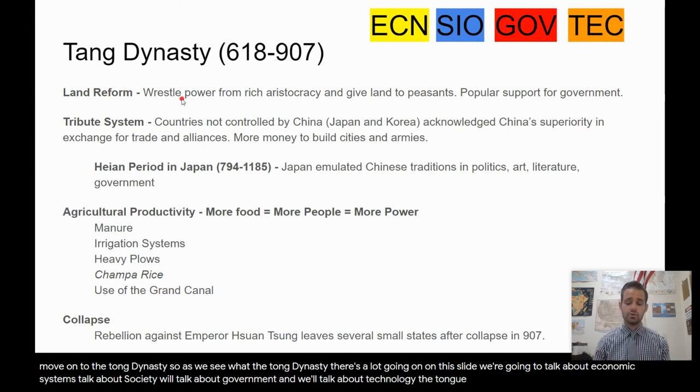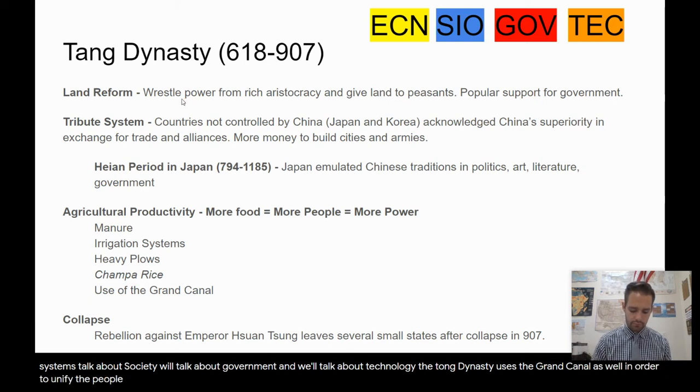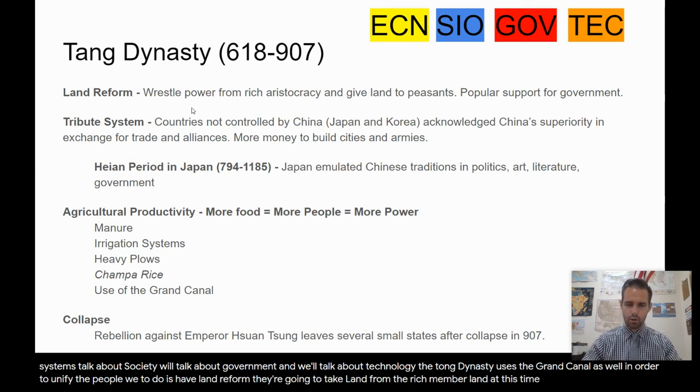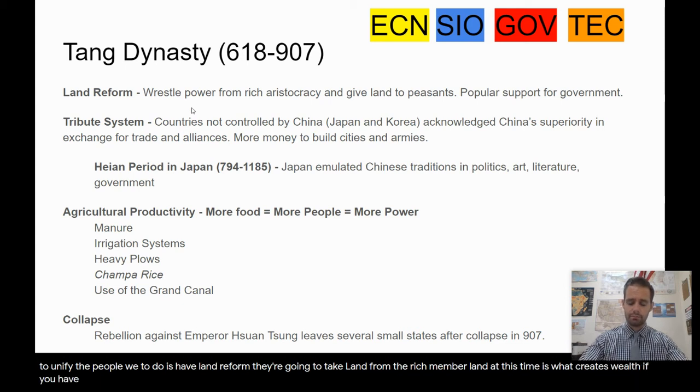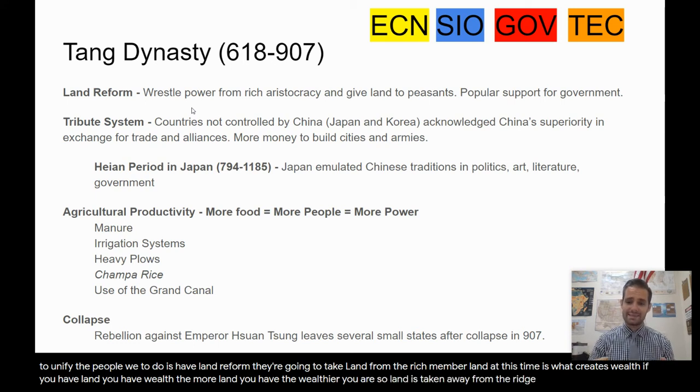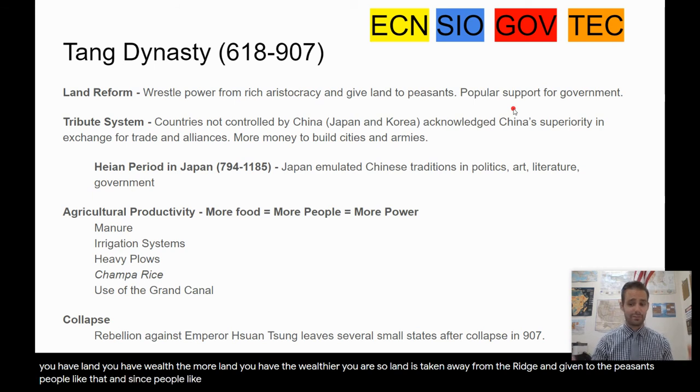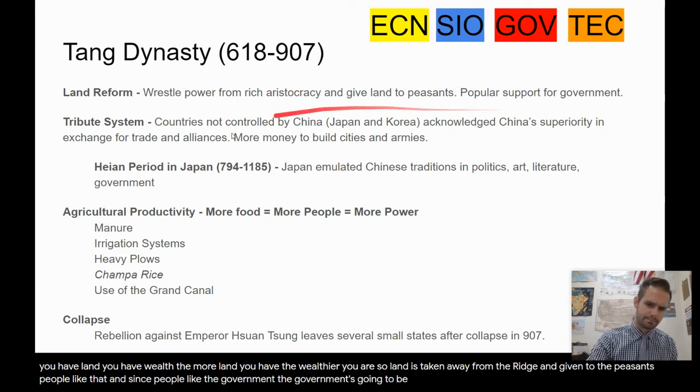The Tang Dynasty uses the Grand Canal as well in order to unify the people of China. The first thing they're going to do is have land reform. They're going to take land from the rich. Remember, land at this time is what creates wealth. If you have land, you have wealth. The more land you have, the wealthier you are. So land is taken away from the rich and given to the peasants. People like that. And since people like it, the government's going to be powerful.